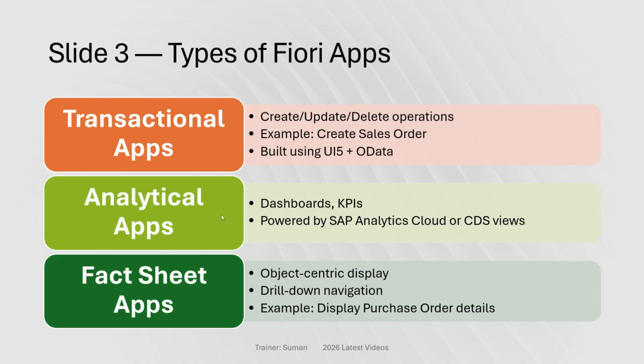Other app types are analytical and fact sheets. Analytical apps are like dashboards or KPIs, and they are powered by SAP Analytics Cloud or CDS views. And fact sheets are object-centric display with drill-down navigation, for example, display purchase order details. The clients who use analytical apps and fact sheets have something called SAP Analytics Cloud, mostly for graphs and graphical content.